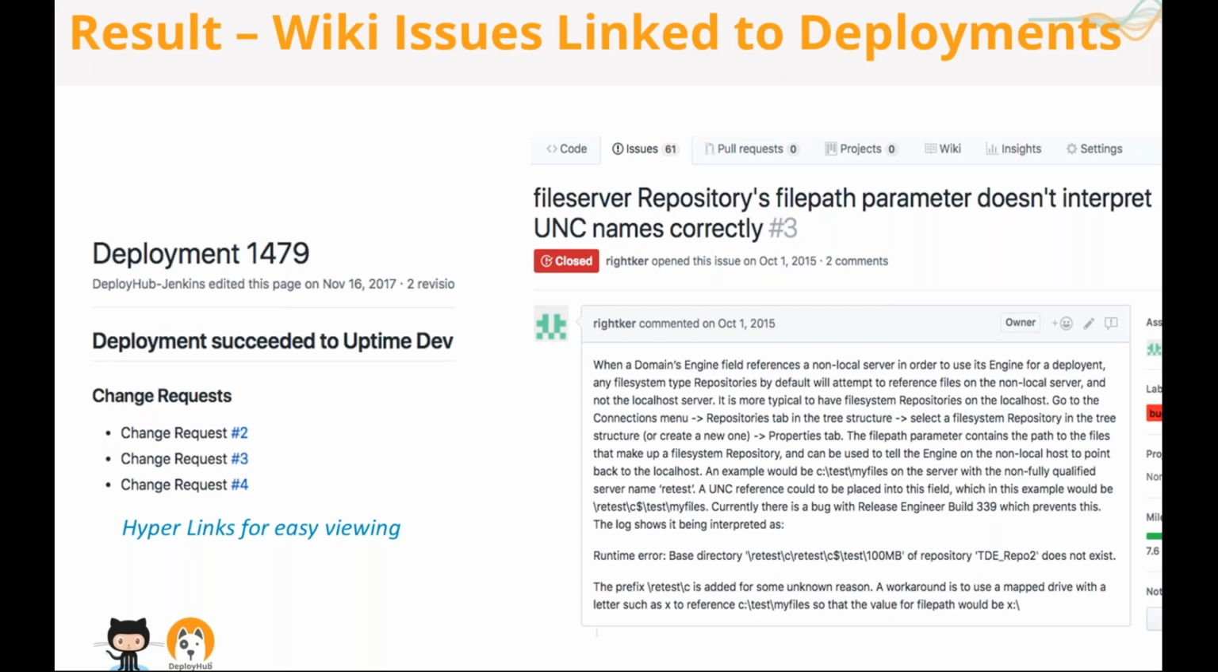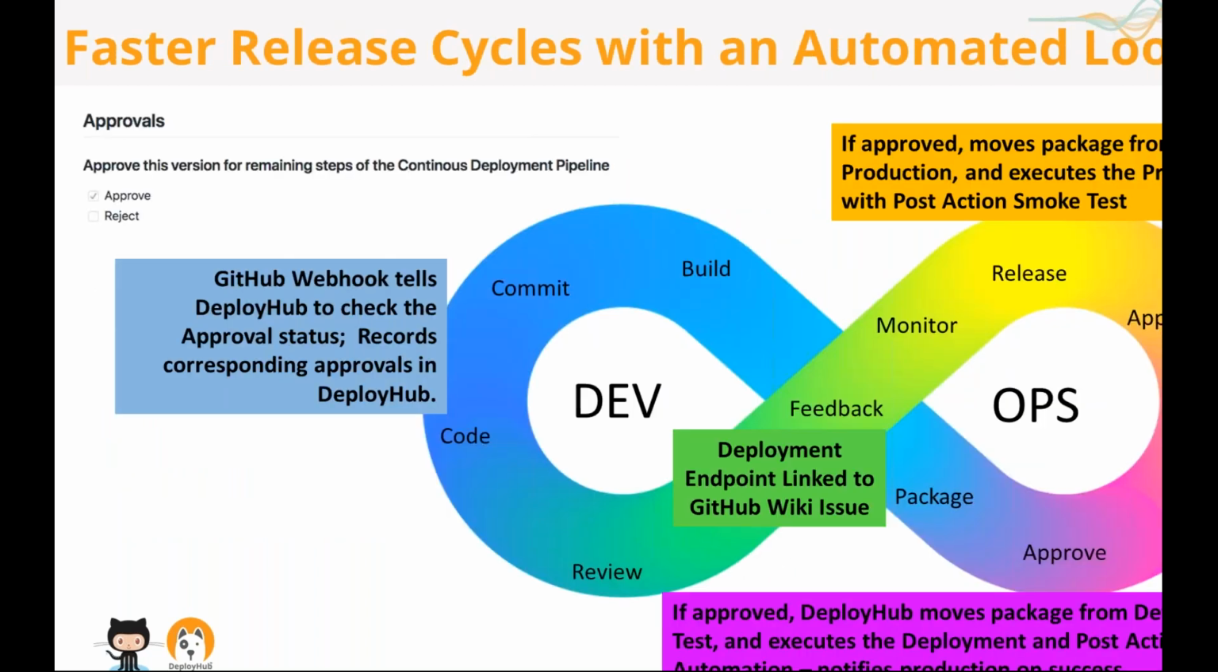Now, the results will be the wiki issues are going to be linked to your deployments. So you'll be able to go into your actual issue, and you'll be able to see if it's been deployed and where it's been deployed to. And all that information is hyperlinked for easy viewing. So you can actually look at a change request and determine what deployment that change request was a part of, and be able to drive down and actually see where that deployment might have been and how far across the pipeline it got to.